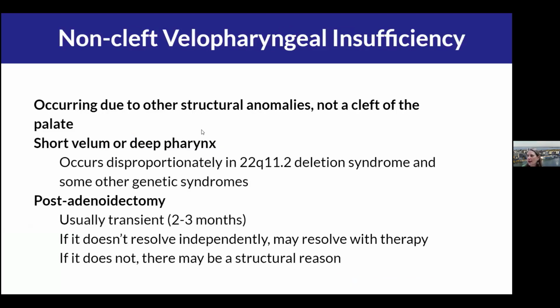Just a few other things you might see. Non-cleft velopharyngeal insufficiency. This does occur and it occurs disproportionately in 22q11.2 deletion syndrome, which you might also know as velocardiofacial syndrome, and a few other genetic syndromes. It can also happen after an adenoidectomy. So a kid comes back to school after an adenoidectomy and they're suddenly hypernasal. This can be a non-cleft velopharyngeal insufficiency. Usually after an adenoidectomy, this is transient. It goes away after 2 to 3 months. If it doesn't, sometimes it resolves with therapy. And if it doesn't resolve with therapy, there may be a structural reason.